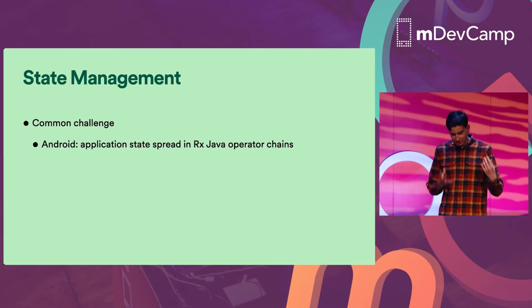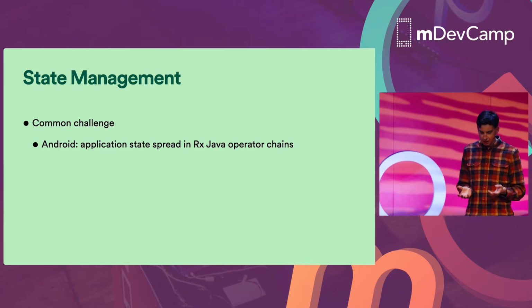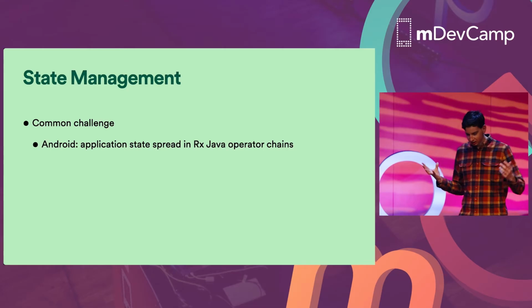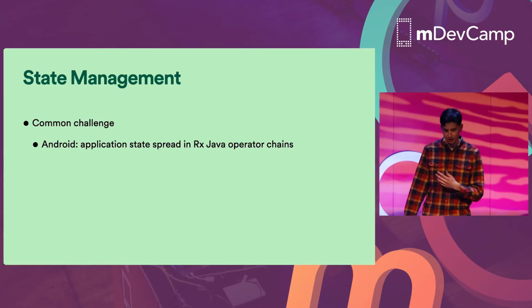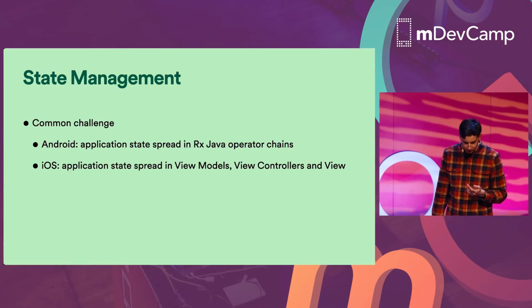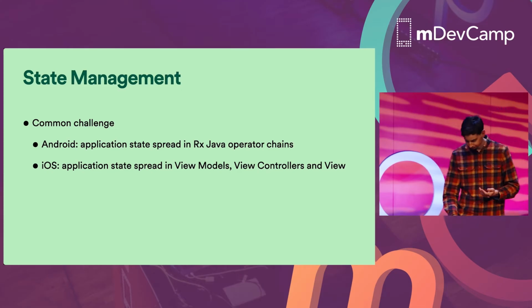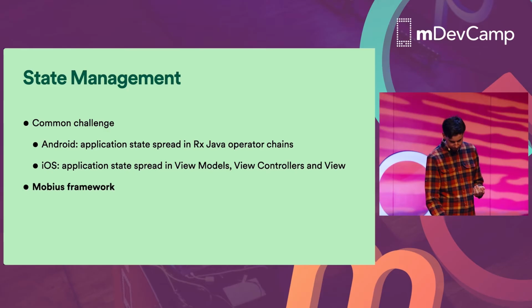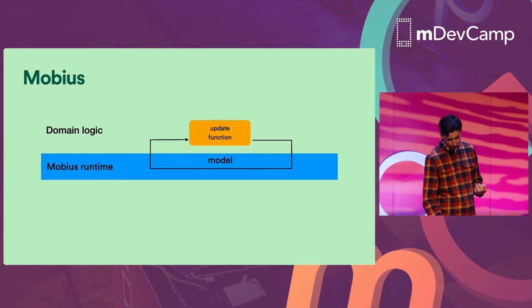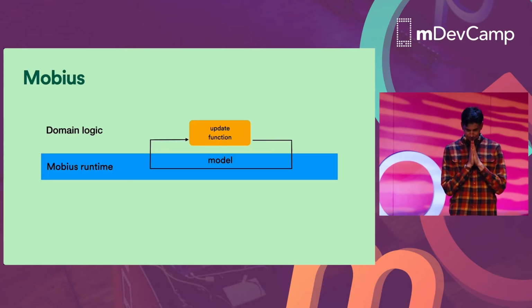So to address this problem, we got inspired by the emerging unidirectional architectures like Redux or Elm. And as a result, we developed our own framework, which we named Mobius. So how does Mobius work?